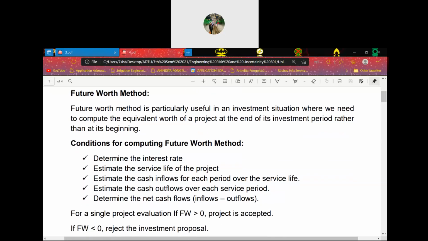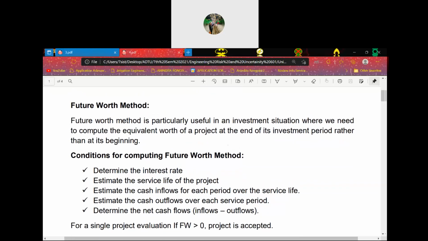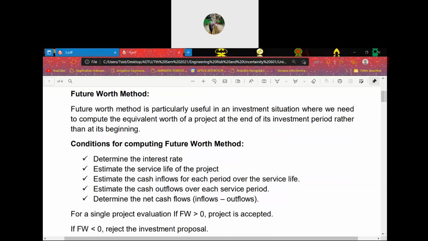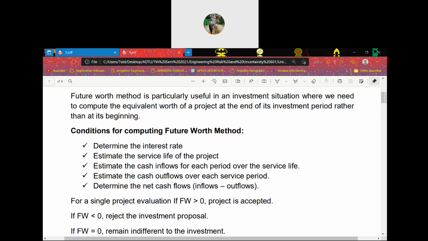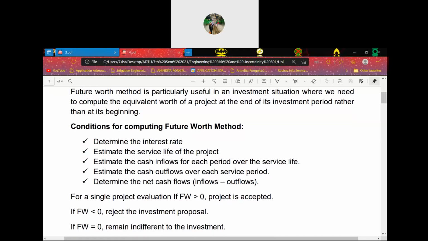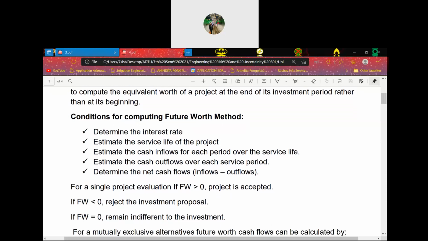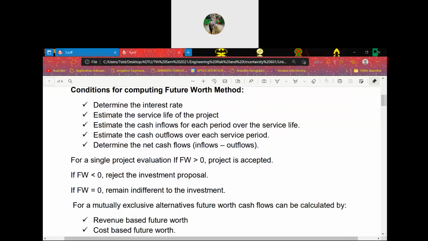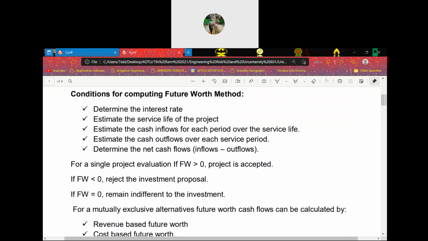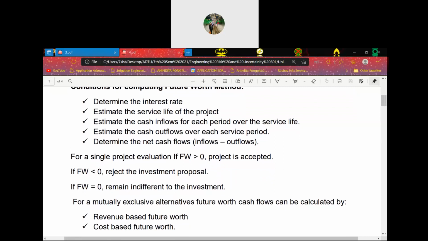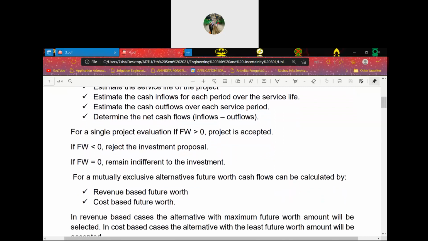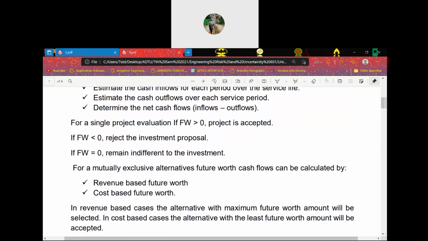For a single project evaluation, if future worth is greater than 0, then the project is accepted. If future worth is less than 0, then the investment proposal is rejected. And if future worth is equal to 0, it remains indifferent to the investment. For mutually exclusive alternatives, future worth can be calculated by revenue-based future worth and cost-based future worth. In revenue-based cases, the alternative with the maximum future worth amount will be selected, and in cost-based cases, the alternative with the least future worth amount will be accepted.